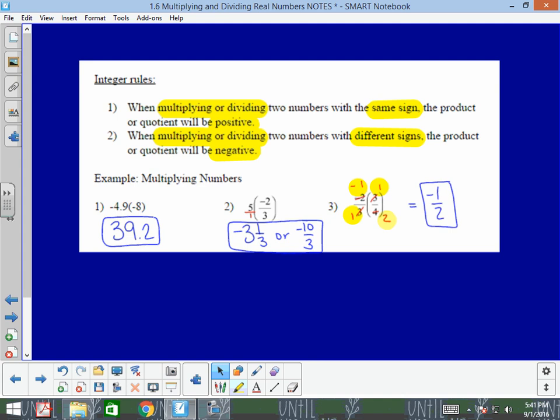Now again, you can use your calculator to do that, but I wanted to remind you how to do the simplifying before you multiply, because later you're going to get into variables and you're not going to be able to use your calculator with those. So just a quick reminder on how to multiply fractions without a calculator.